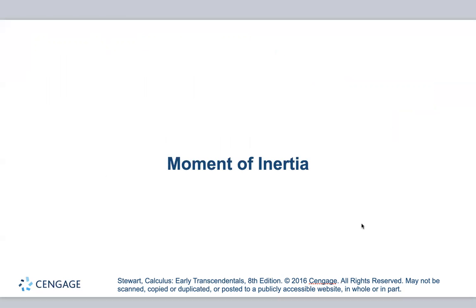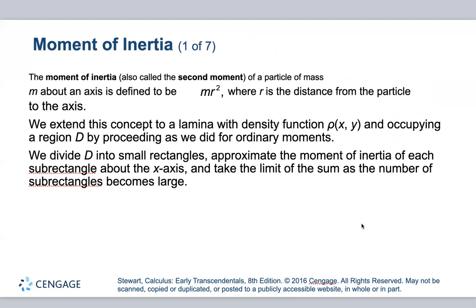So what about the moment of inertia? The moment of inertia, which is also called the second moment, and you saw this in the probability lecture too, about an axis is defined to be m r squared, where r is the distance from the particle to the axis, and little m, of course, is the mass. Okay, so now you want to extend it to a lamina. We're in 2 dimensions. So the lamina has the density rho, and how do we extend this idea from a particle to a lamina?